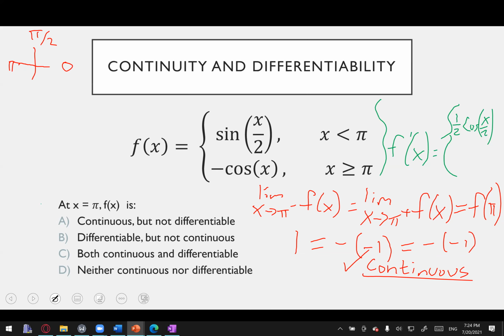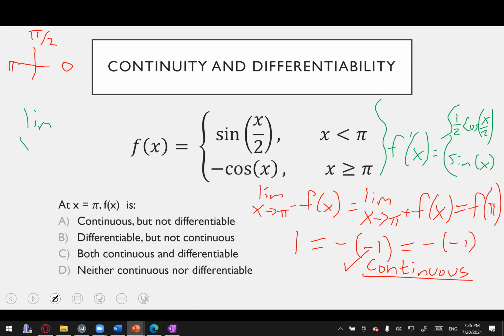Positive sine of x. And that's going to happen for all values where x is greater than or equal to pi. All right, so I just need to test and see if these are the same for the derivatives. So if I plug in pi into 1/2 cosine pi over 2, what is the cosine at pi over 2? 0. Perfect.